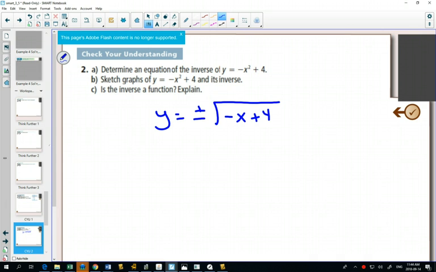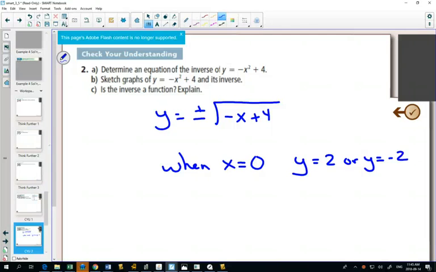Because what's 0 plus 4? 4. What's the square root of 4? 2. So when x equals 0, what does y equal? 2. Or y could also equal negative 2. And so when an x value has more than one y value, it's not a function. Okay?